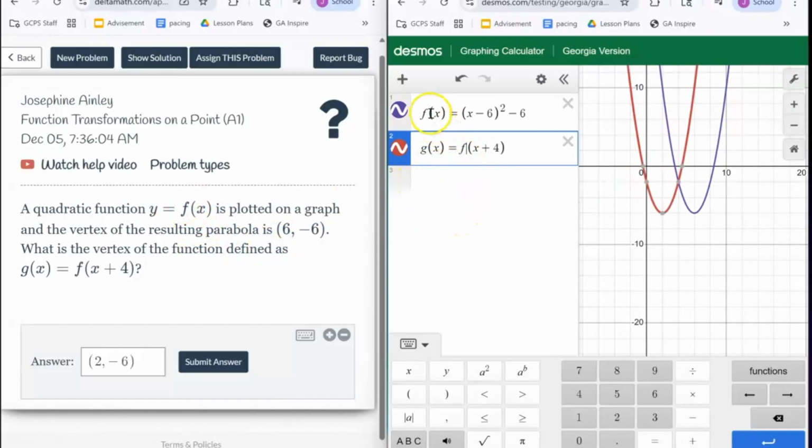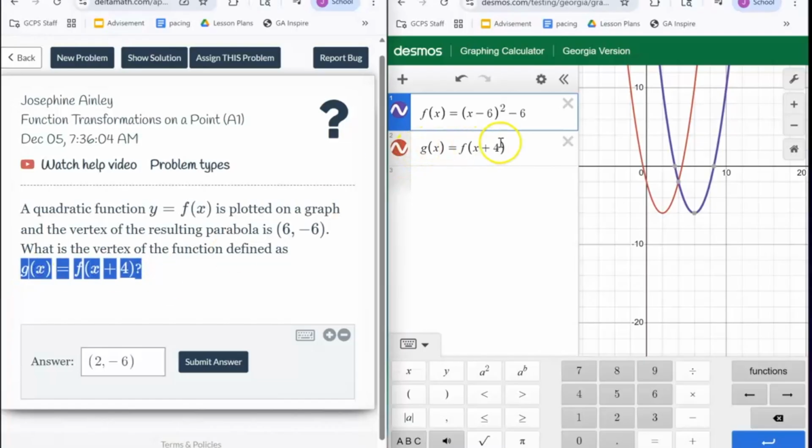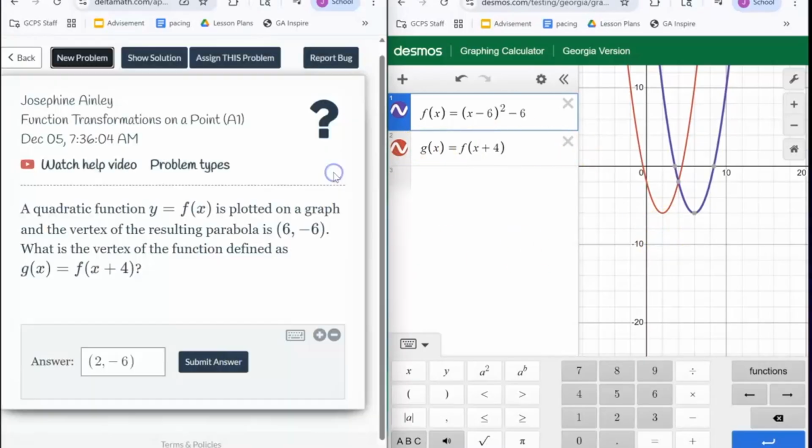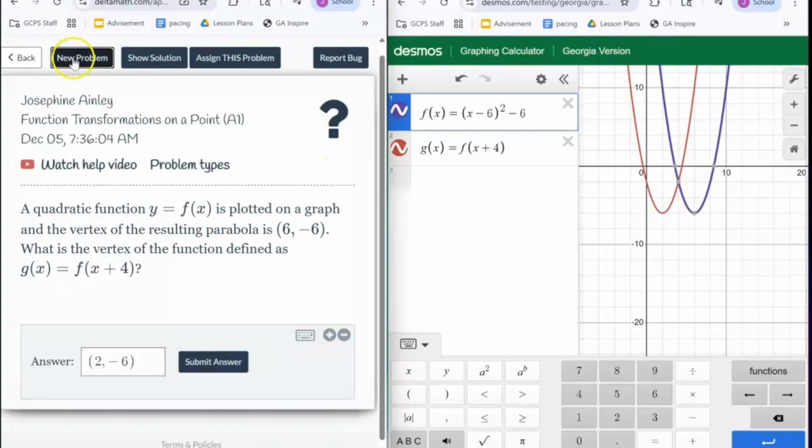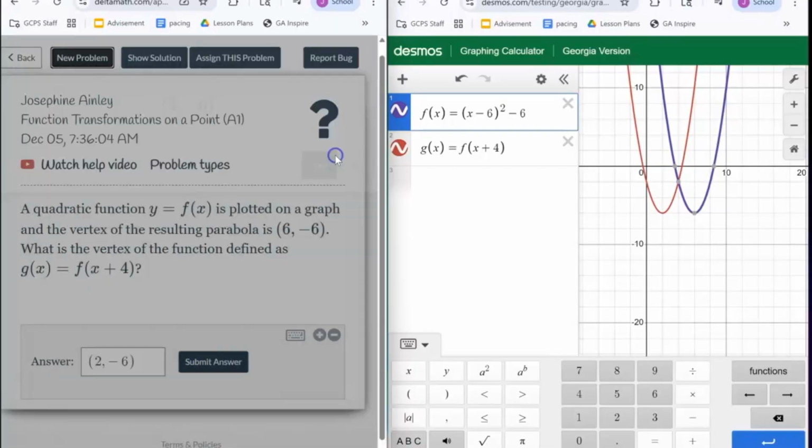So you type it in. Once you find the vertex, you call it, because it says y is f of x. You call that f of x, and then you just type in whatever it is the question is asking you, and it's going to give you that transformation. I'm going to do one more just to make sure. So again, the big thing with this is that you just find the vertex.